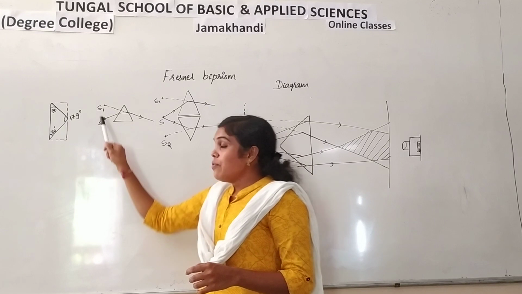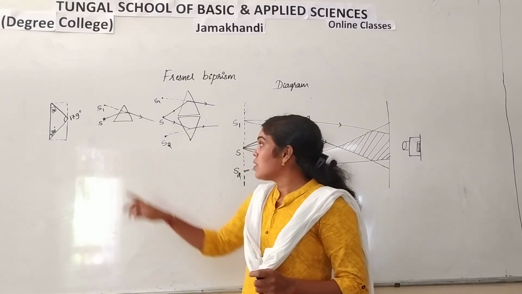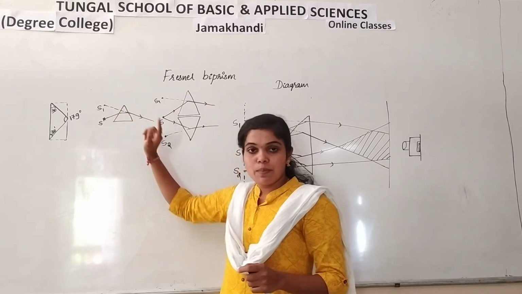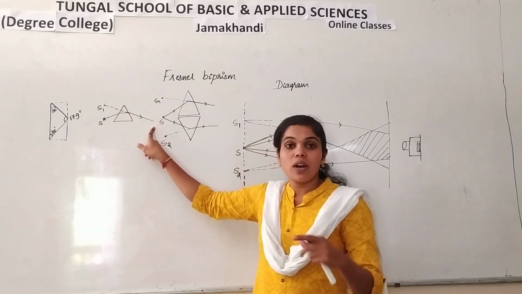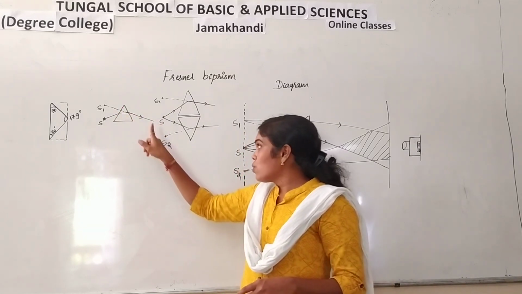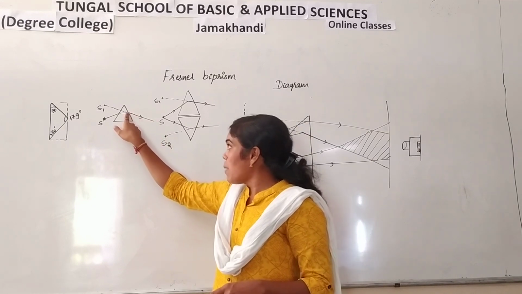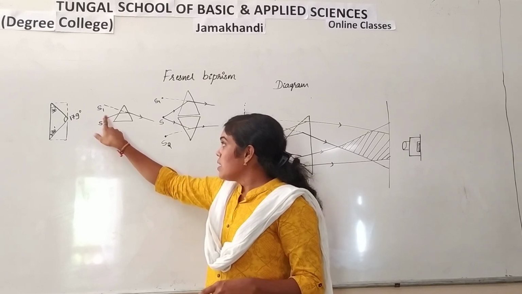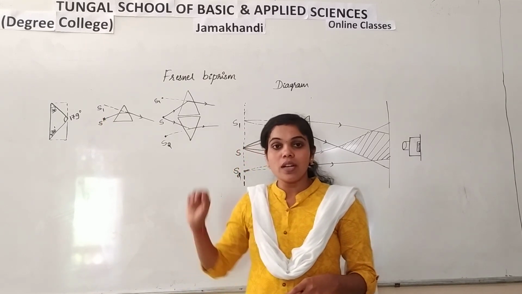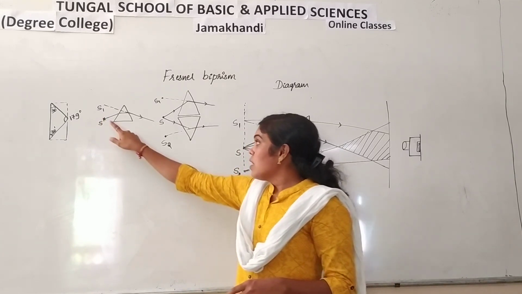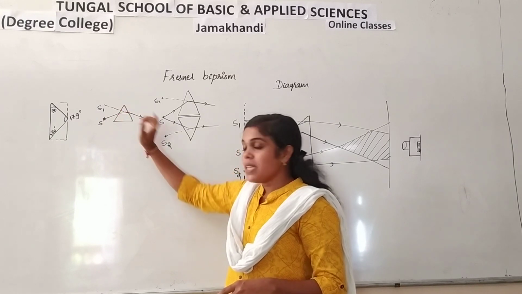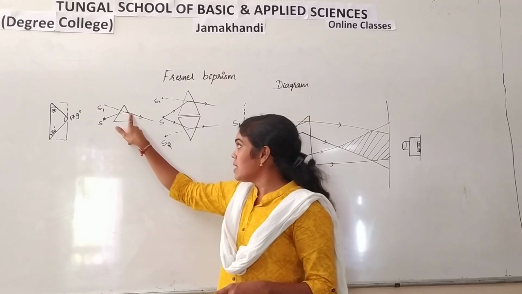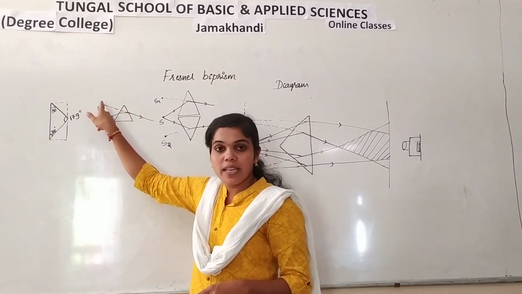So we know that if a single prism is used, when a monochromatic light is allowed to fall on this prism, the light ray is going to refract, it will bend. Here S is the position of the monochromatic source. When it is passed through the single prism, it is going to refract and this refracted ray appears to come from the point S1.